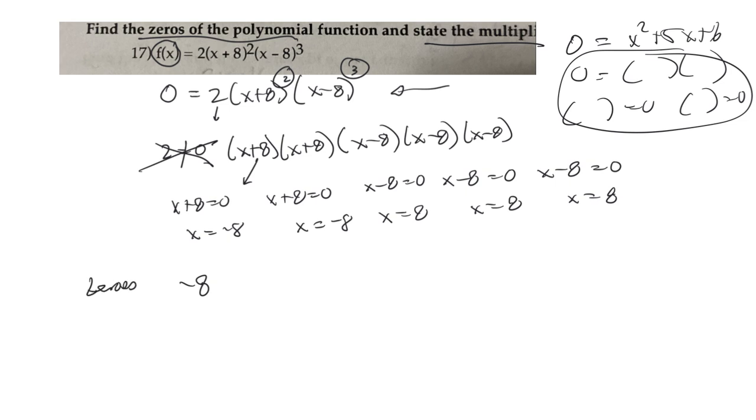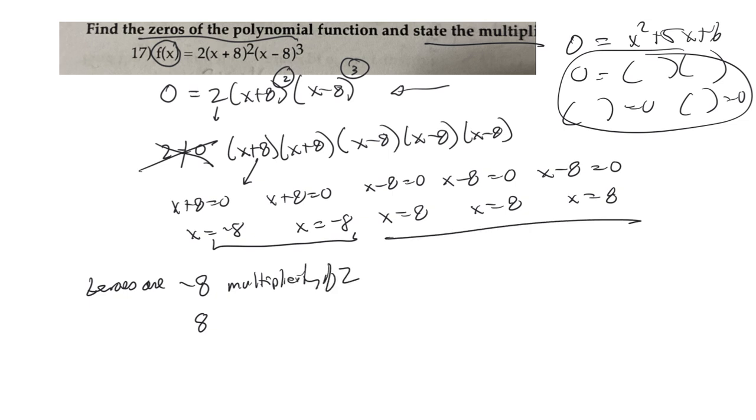So the zeros are negative 8 and positive 8. And negative 8, since there's 2 of them, I would say it has a multiplicity of 2. And 8, there's 3 of them, so I'd say it has a multiplicity of 3. Then, just to take it one step more, we said that zeros of multiplicity 2 bounce on the axis, and if it's an odd multiplicity, they go through.